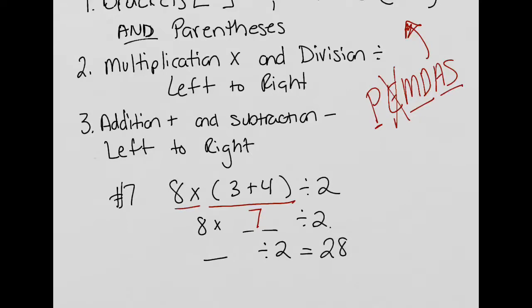Now I need to bring the rest of my problem down, which is the multiplication of 8 and the division of 2. So my new problem is 8 times 7 divided by 2. In our rules, multiplication and division go together, but when I have multiplication and division, I have to solve from left to right. I'm going to solve 8 times 7 first. 8 times 7 is 56. I bring down my divided by 2, which is already here in our worked example, and 56 divided by 2 is 28, so I solved that one correctly.